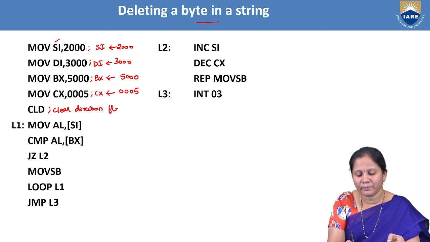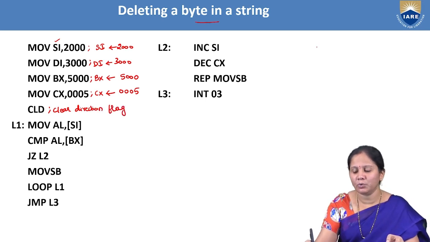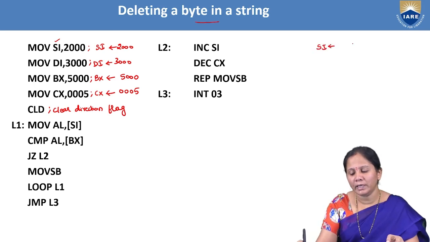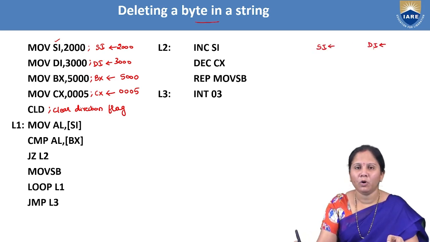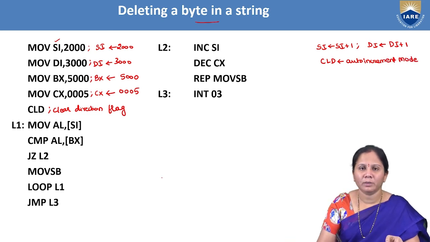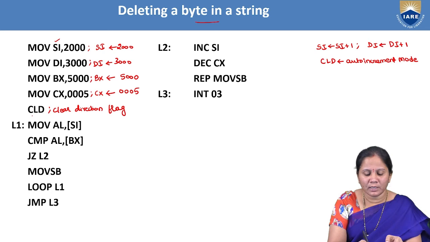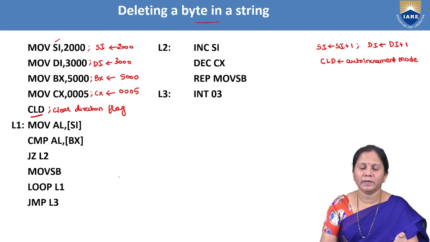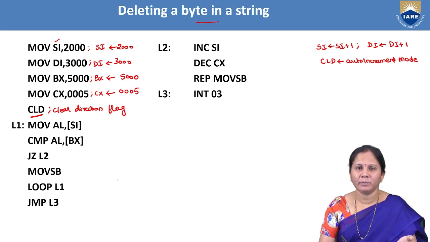If the CLD instruction is executed, the values of SI and DI will be automatically incremented by 1, so SI becomes SI plus 1 and DI becomes DI plus 1. The purpose of this CLD instruction is that the processor will be operating in auto increment mode. This is the main instruction we can use while performing string operations, instead of simply writing increment SI, increment DI every time.